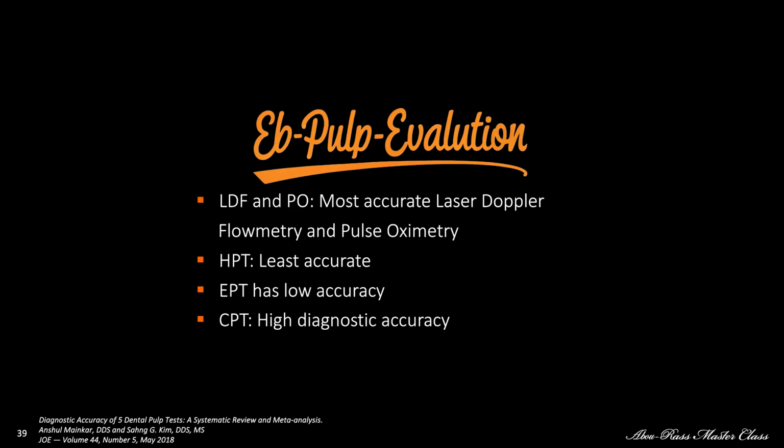So if we come here to this systematic review of 2018, what does it say? Well, this is the diagnostic accuracy of 5 dental tests, a systematic review and a meta-analysis. They say the heat test is the least accurate. The electric pulp test, low accuracy. And the CBT, extreme cold test, high diagnostic accuracy. And of course, the LDF and PO, these are research tools.